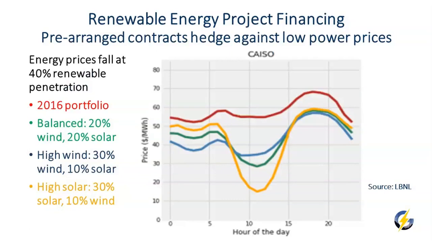This is a Lawrence Berkeley Lab slide about what prices look like over a 24-hour period with high penetration renewables, just to show this price effect when you get zero production cost renewables. The bottom line is the solar looks like the duck curve, but it's a price curve there, with prices going down in the middle of the day.